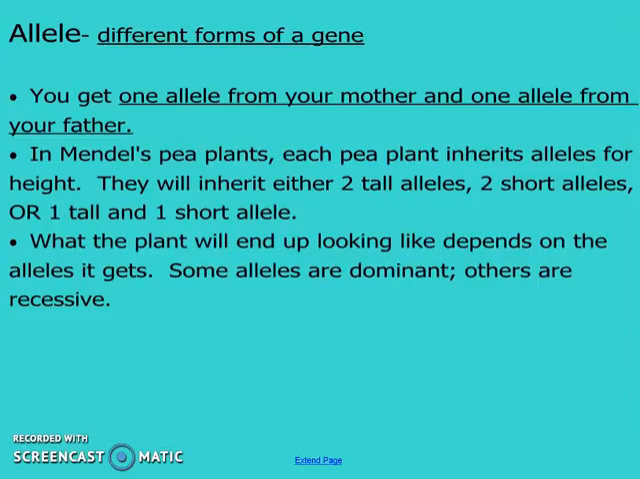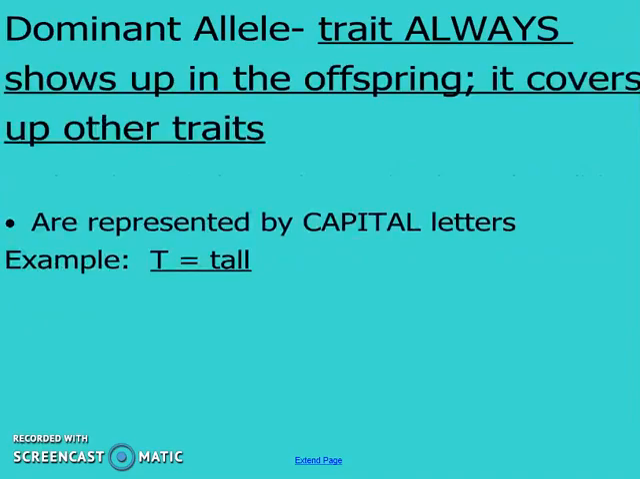Some of the alleles are what we call dominant and others are recessive. And this is true of every trait that is inside of you and your DNA. So a dominant allele is a trait that always shows up in the offspring. That's the one that kind of covers up the other traits. So if you think about the word dominant, it's going to kind of dominate the allele there and it's going to cover up the other. These are represented by capital letters. For example, capital T equals tall. This is what we use to represent the alleles.